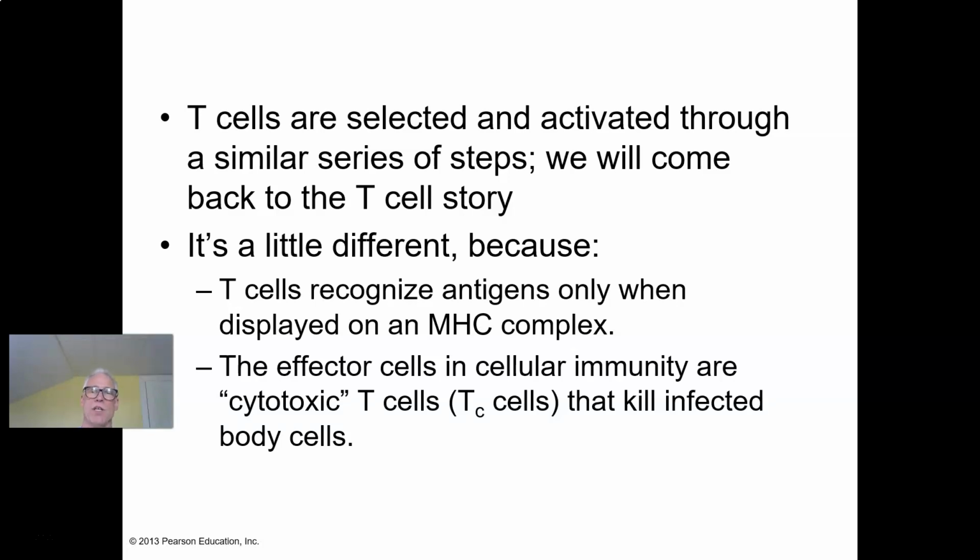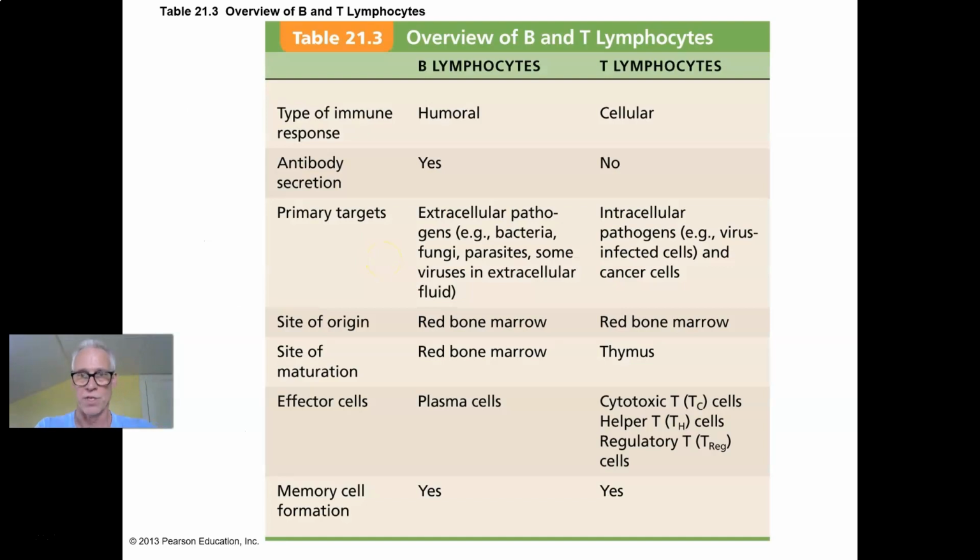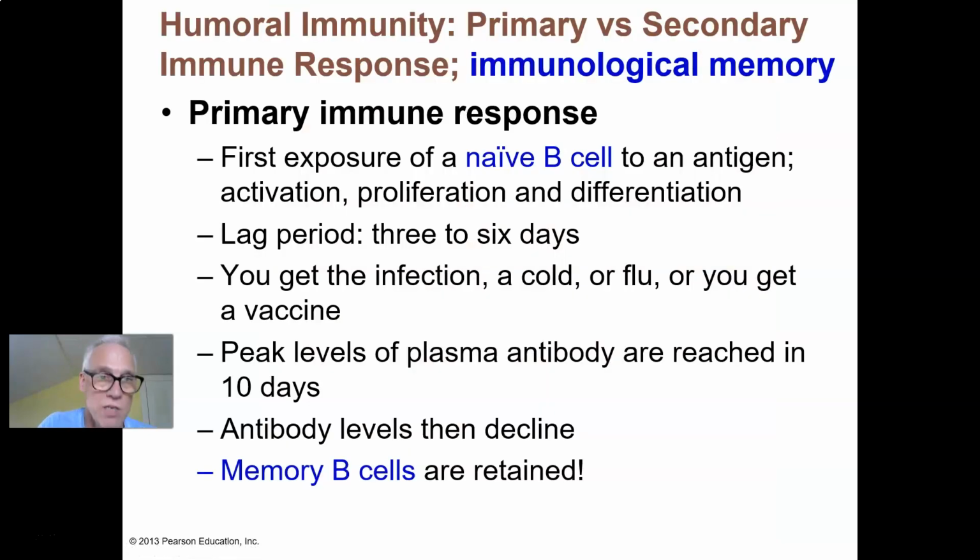But T cells, once they discover their antigen on an MHC, will become activated and proliferate and so forth. And eventually, the effector cells, in the case of cellular immunity, will be cytotoxic T cells. Cyto just means cell, and toxic, that can kill infected cells in your body and destroy them. And this little table just summarizes what we're talking about with respect to the two, cellular and humoral immunity. And you can come back and refer to that at a later time because we haven't talked about cellular immunity yet.